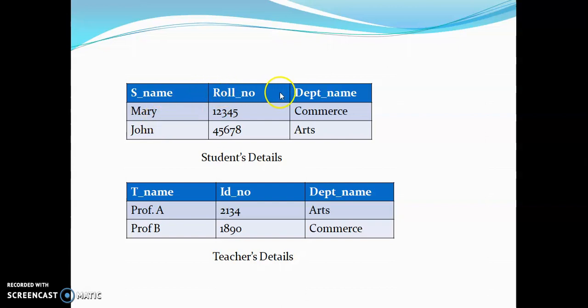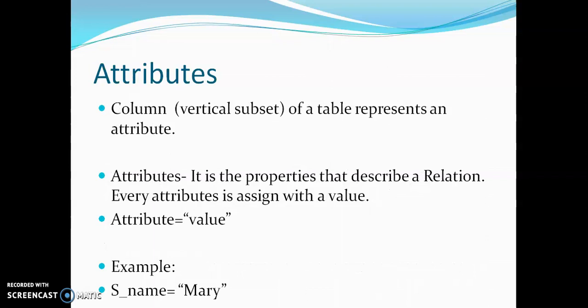Then likewise, this particular column here talks about the roll number of every student enrolled in a college. This particular column here talks about the department. Now these columns that you have here, student name, roll number and department, are referred to as attributes. So the column, or the vertical subset of a table, represents an attribute. You can define attributes as the properties that describe a relation or an entity.